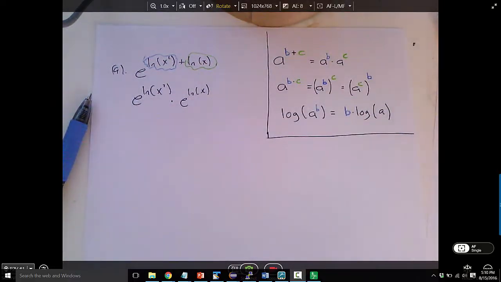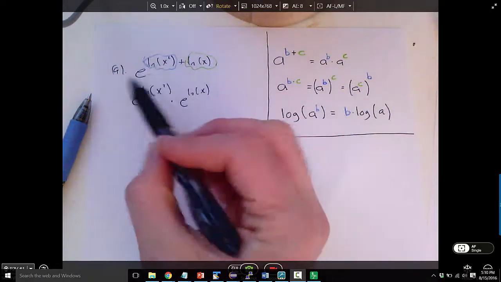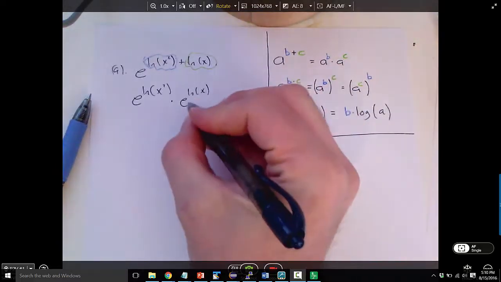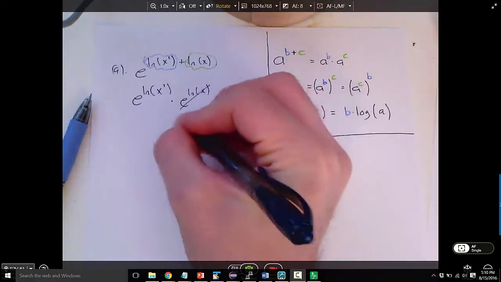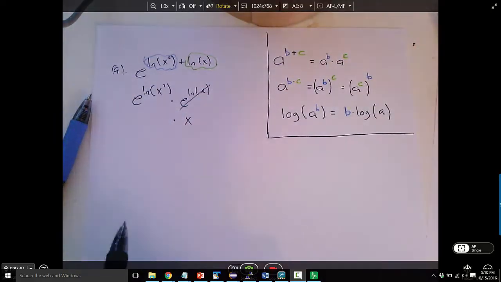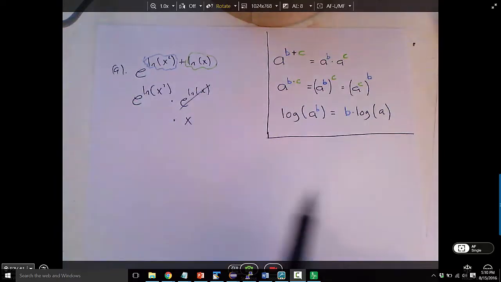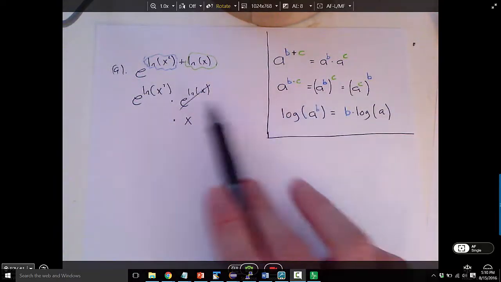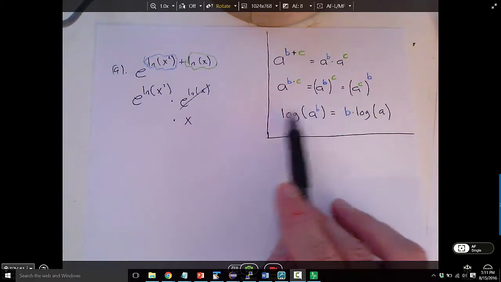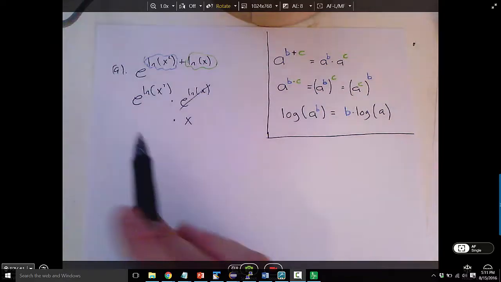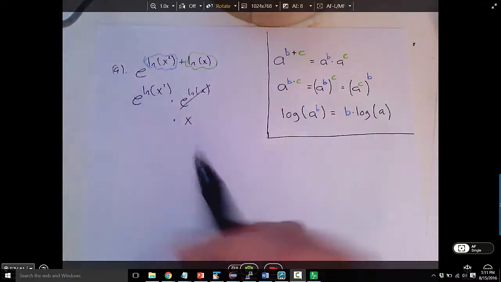You might say, just because you can use a rule, why are we doing that? The answer is, whenever you have an e and a natural log like this, you're going to want to massage it until eventually they cancel each other. Here, these already cancel, so that just gives us x. Let's see what we can do here. I've got natural log of x squared. Whenever you have an exponent inside a log, natural or otherwise, you can bring it to the outside, so log a to the b becomes b log a.